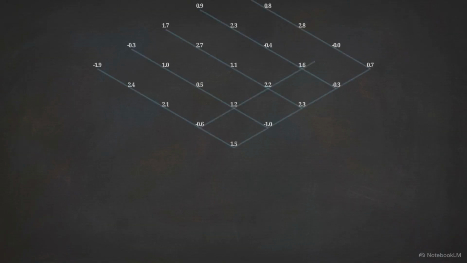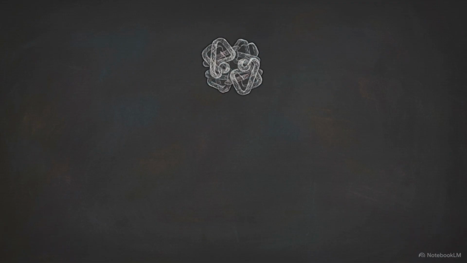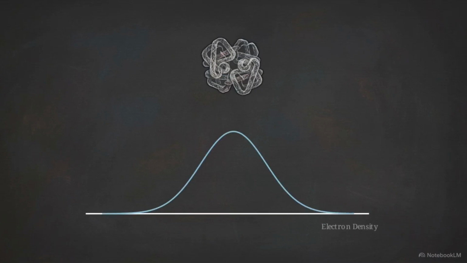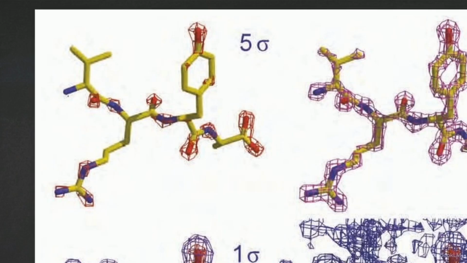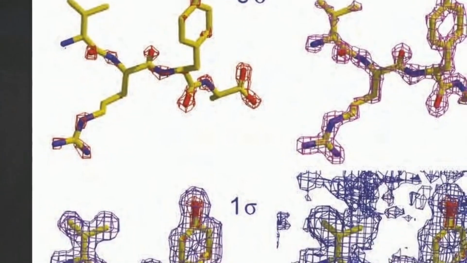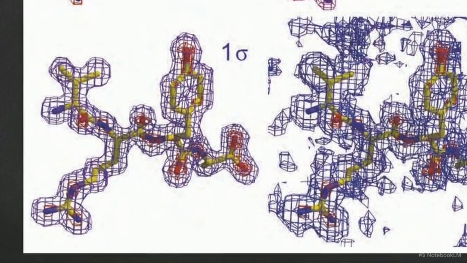Because a three-dimensional reconstruction is simply a grid of numerical density values, crystallographers must visually threshold this data using continuous contour lines to build a usable model. The universal metric for this threshold is the standard deviation, or sigma, evaluated above the mean electron density of the entire map. At a high 5 sigma contour, the map isolates intense peaks like tightly bound atoms. Lowering to 1 sigma reveals the continuous molecular envelope needed to trace the backbone.